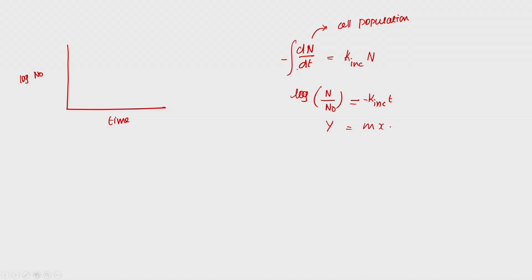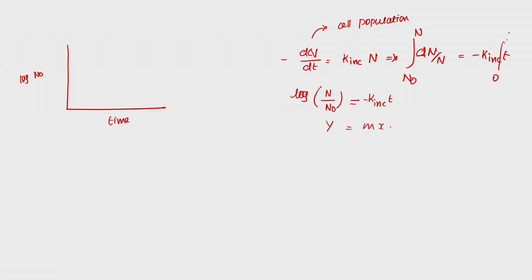So, when you are, things remain the same, dN upon dt, which is nothing but k_inact into N. So, which becomes dN upon N, which is equal to minus k_inact dt. So, if I am going from N naught to N, this happens from 0 to t. So, log of N upon N naught equals minus k_inact t, right.